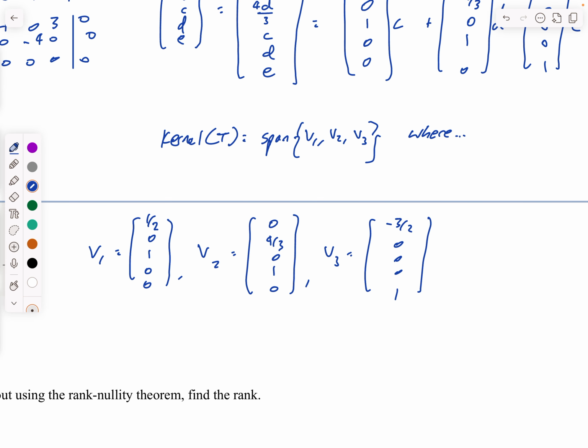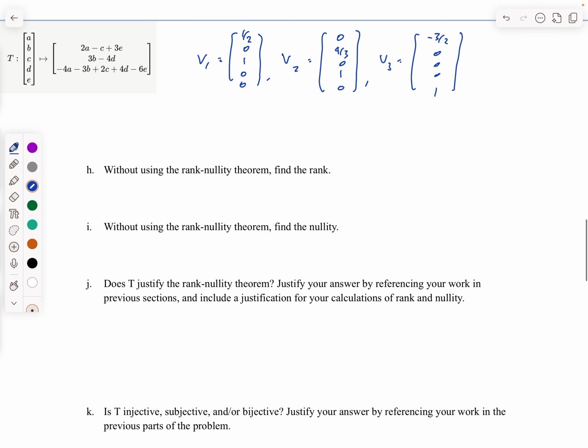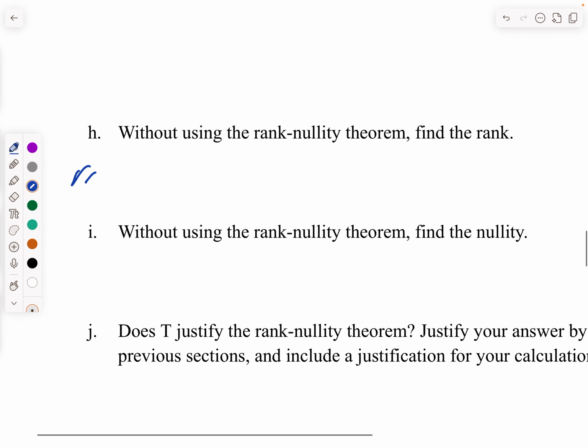This is a nice span definition of the kernel. Let me just double check those answers. Okay, that's right. Without using the rank nullity theorem, find the rank. All right, what the heck is the rank? So the rank is the dimension of the range.